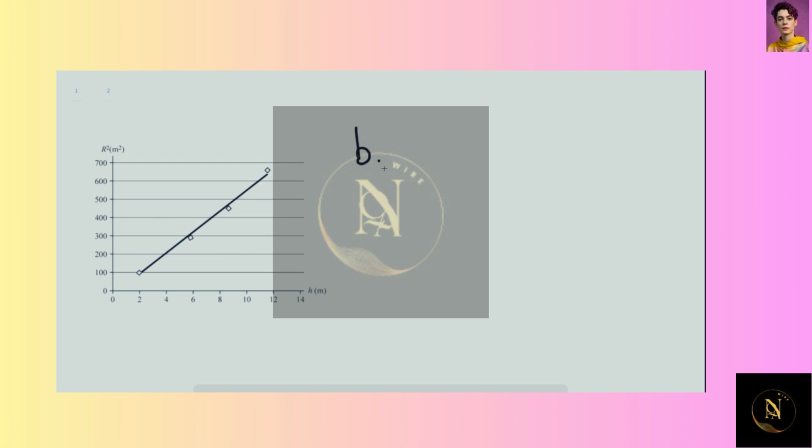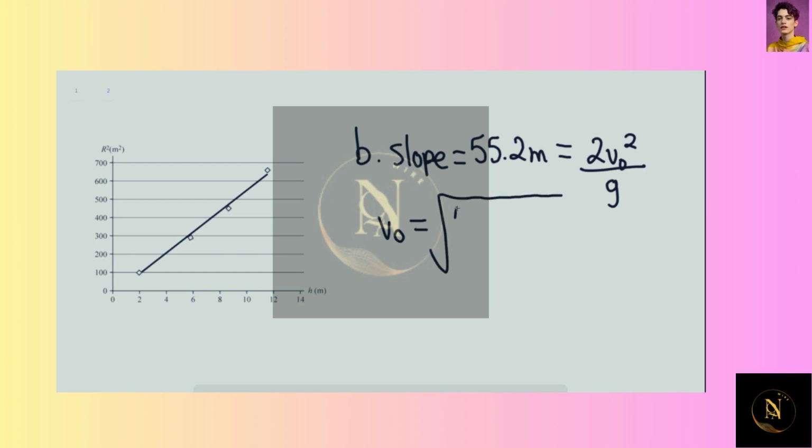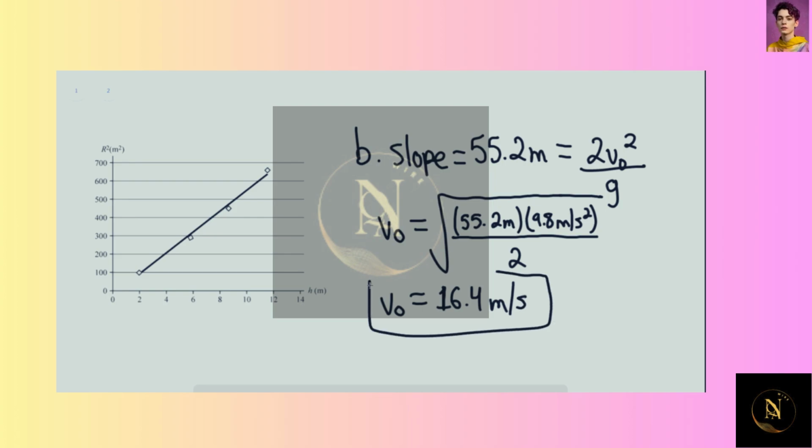Then for part B, when they want us to find the initial velocity, we know that the slope is 55.2 meters, and this equals 2 v initial squared divided by g. So we can say that v initial would be equal to the square root of 55.2 meters multiplied by 9.8 meters per second squared, divided by 2. The initial velocity is then equal to 16.4 meters per second. This is our answer for part B.